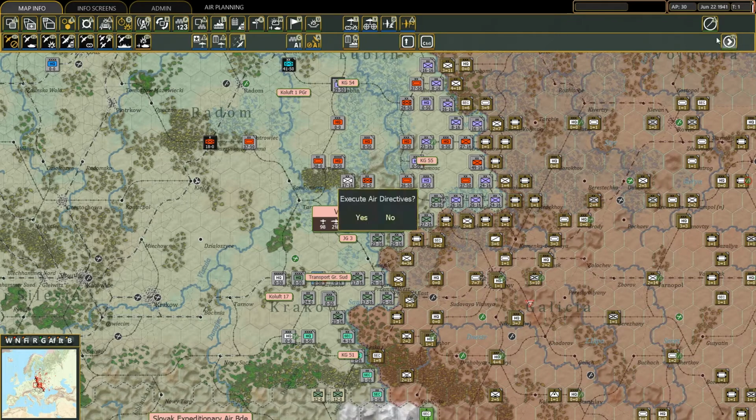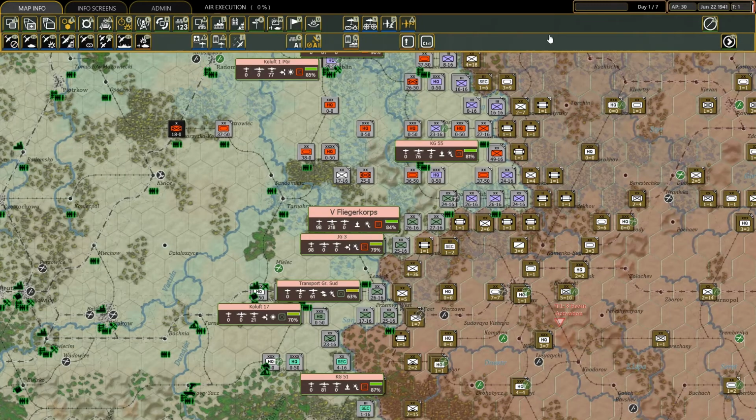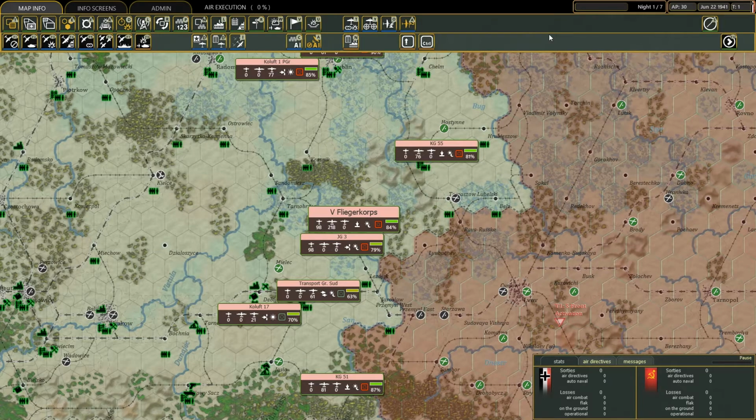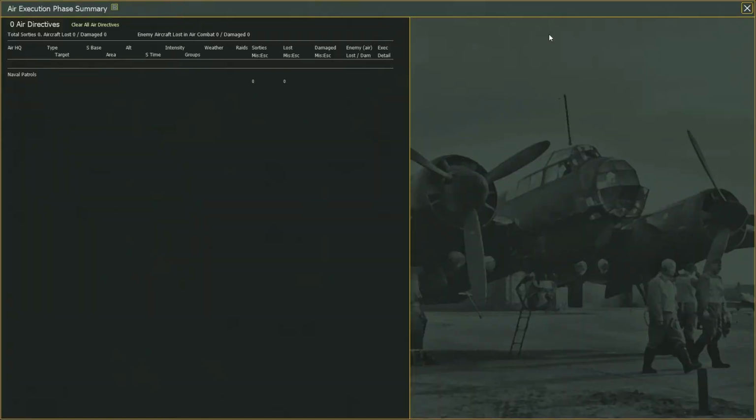If we now press F12 or click on this button, we are now in the air execution phase. Basically, this is a 7 days phase. It covers 7 days, just like each turn. And in the air execution phase, all of the air directives that we have set up, either by ourselves or by the AI in the previous turn, will be executed.